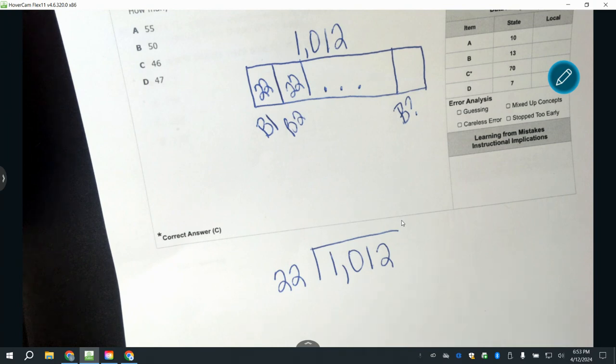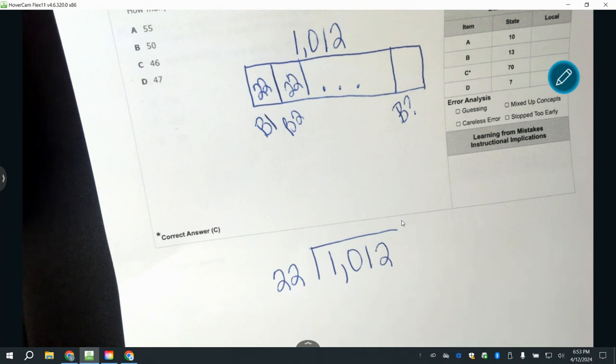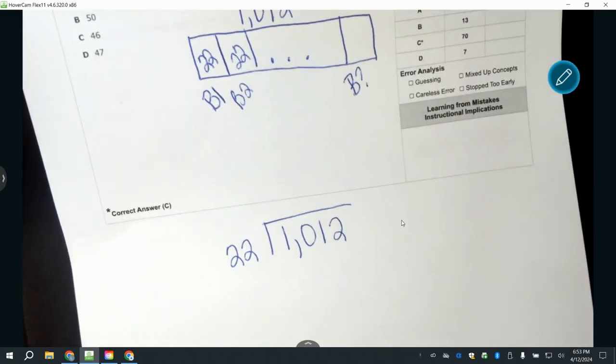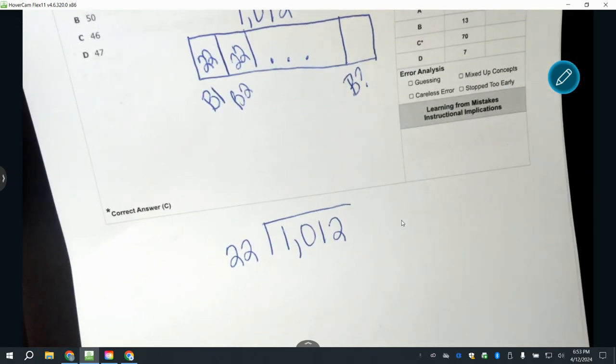With this, no one is expecting you to know what 1,012 divided by 22 is. We don't expect you to know that. We don't expect you to guess, right? But what you can do is say, okay, I don't really know. And I don't even know my 22 multiplication tables.